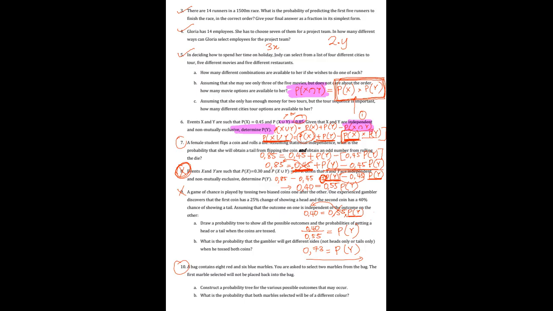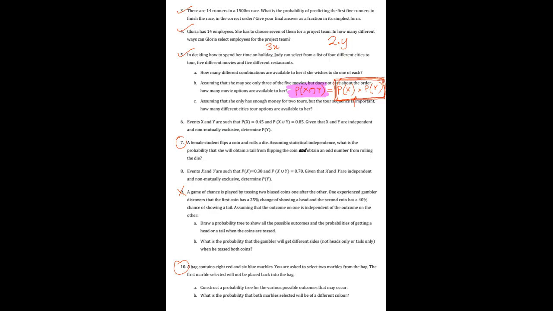I'm just going to erase this. So number 7 says to you that a female student flips a coin and rolls a dice. So here they say to you, assume statistical independence. What is the probability that she will obtain a tail from flipping the coin and obtain an odd number from rolling the dice? So firstly, we need to identify that they said to you that these events are independent.